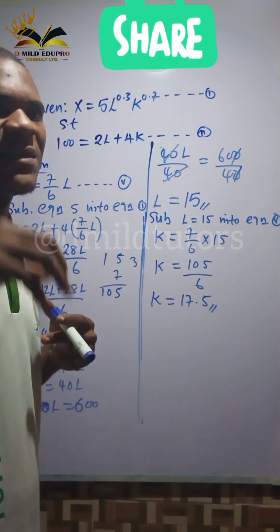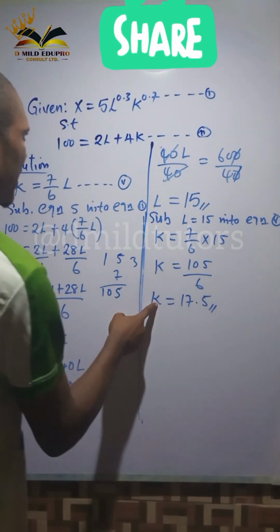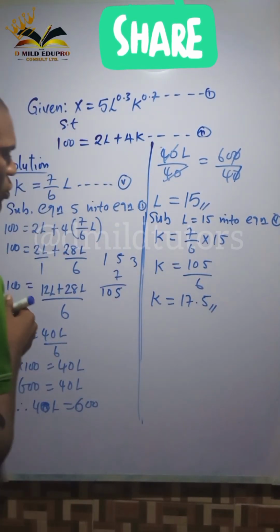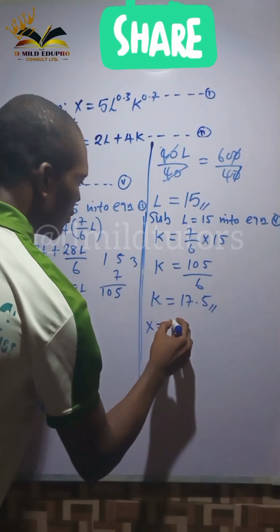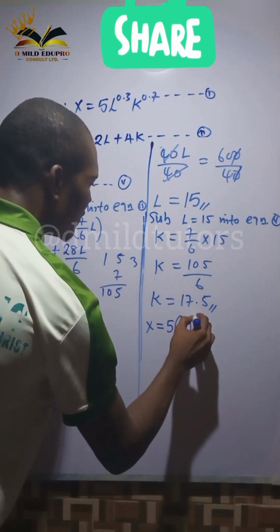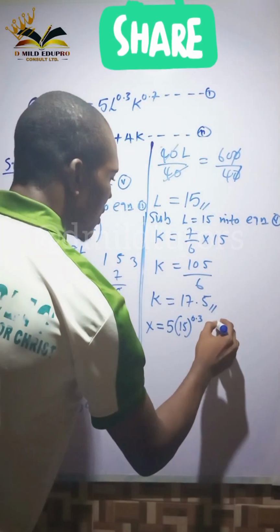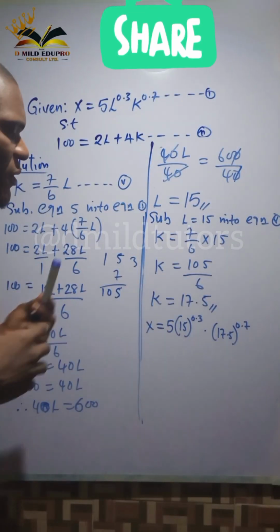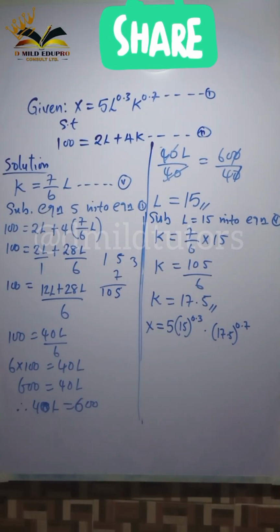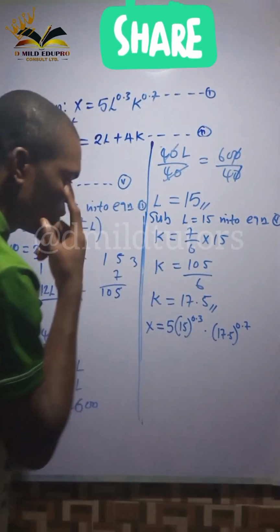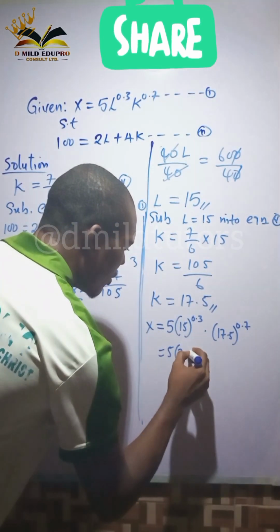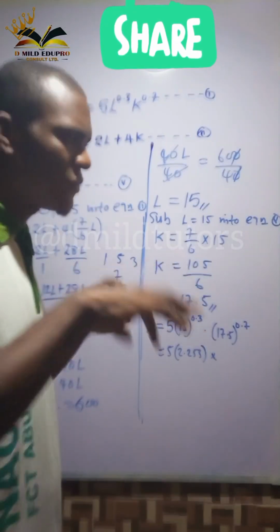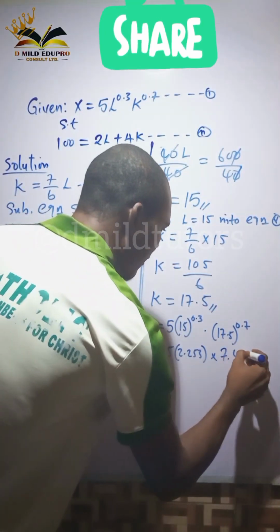Because the question says, show that the firm maximizes output. So since we've gotten our K and our L, we are now going to substitute our K and our L into the output here. So our output therefore will be equal to 5 into bracket 15 raised to the power of 0.3 times 17.5 raised to the power of 0.7. Now, 15 raised to the power of 0.3, you have 5 into bracket 2.253, kind of, then times 17.5 raised to the power of 0.7. So I think that will give you around 7.415.